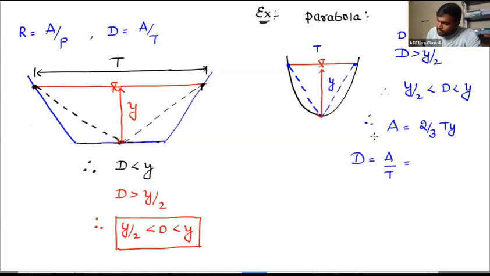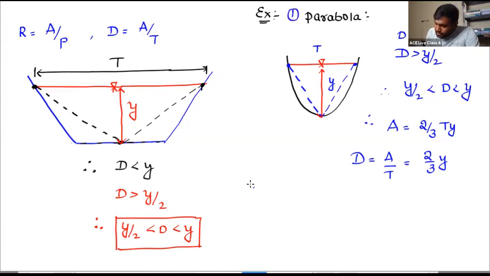A by T is nothing but 2/3 of Y times T divided by T. So this is going to be 2/3 of Y. What is 2 by 3? 2 by 3 means 0.67. 0.67Y is in between 0.5Y and Y. Yes. So for any other channel, D is always going to be less than Y. And based upon the triangle inscription, you can say whether the D value is going to be more than Y by 2 or less than Y by 2.